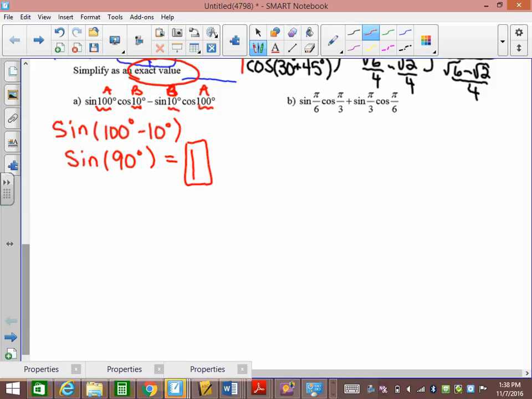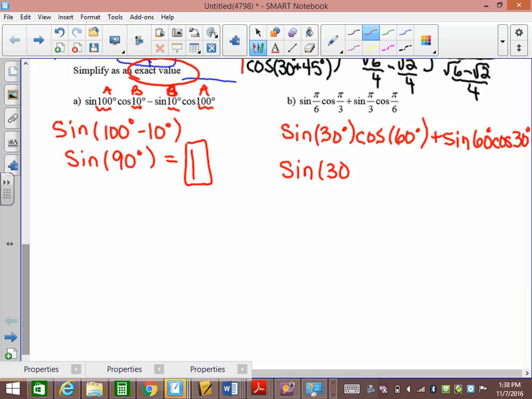So, sine of pi over 6, cos of pi over 3. I'm just going to change them to degrees so that your heads aren't exploding. What's pi over 6? 30. What's pi over 3? 60. So that's just the sine formula again, but the addition one. So technically, we're going to do sine of 30 plus 60. What is this? Exact same answer.